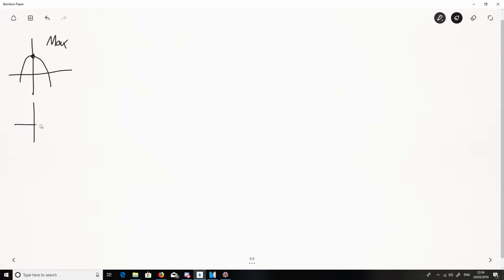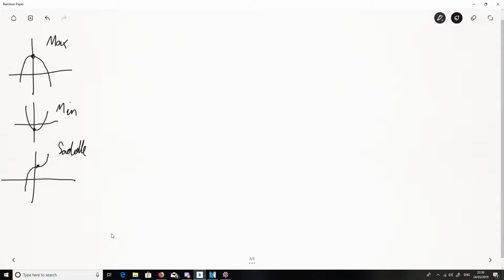A minima is exactly the opposite. It's the minimum before it starts rising again. And there's one third type that it can be, which is a saddle point. So a saddle point looks kind of like this, where this bit in the middle has 0 gradient. So this one is called a saddle point.